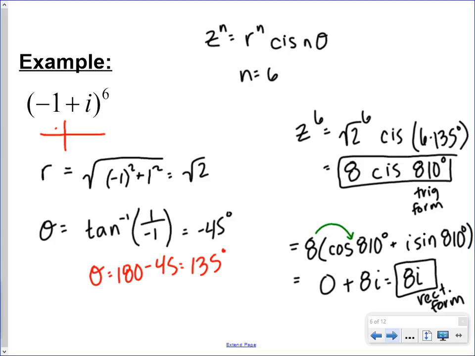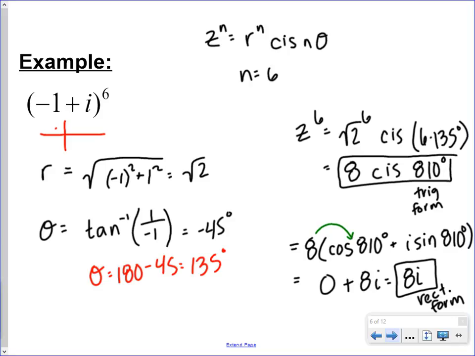If it didn't match up to an angle on the unit circle, the coterminal angle, you could give a decimal value. I'm okay with that if you're just typing those into your calculator: 8 times cosine 810, 8 times sine 810. We okay with that switch to rectangular? Any questions?